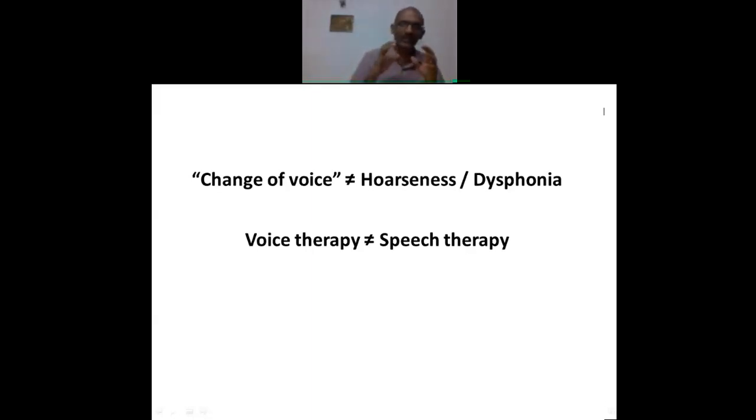So it should be very clear in history taking to clarify whether the change of voice is actually a change in the voice per se or in the tone. Then you start listening to the patient and you can form your conclusion from that.